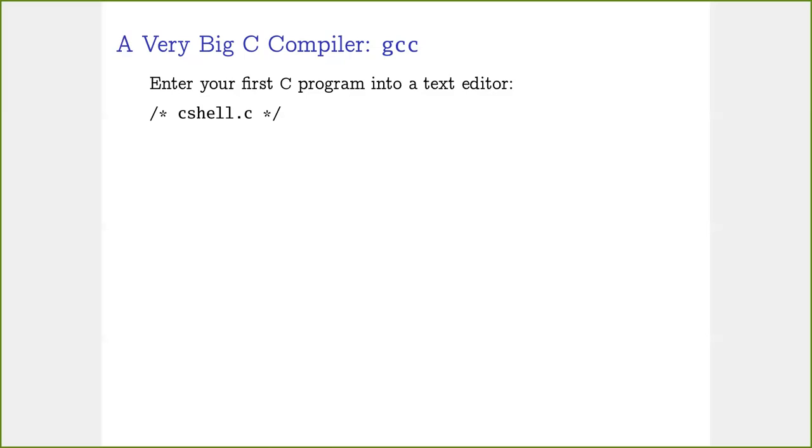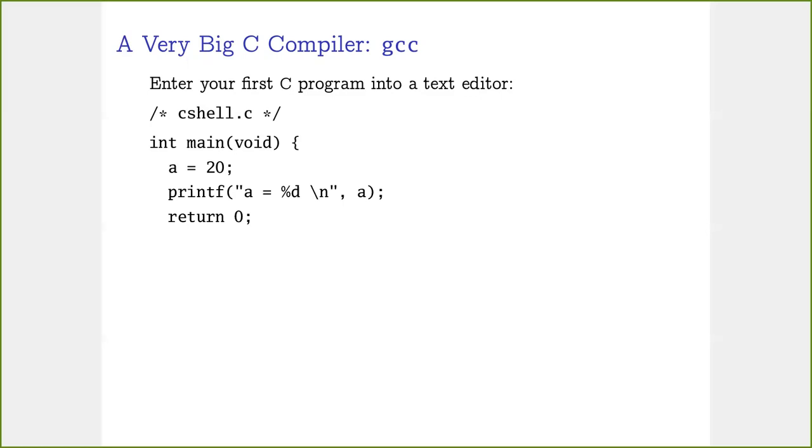So you can see from this that C has multi-line comments, just like Java. The first line of the program starts with what's called a main function, and you have a return type int, and you have no arguments. That's what the void means. And the first instruction we're going to execute is a equals 20. Then we're going to use the same printf line that we used in the interpreter. It's going to print a equals 20. Then we return 0, indicating success. There's the closing curly brace.